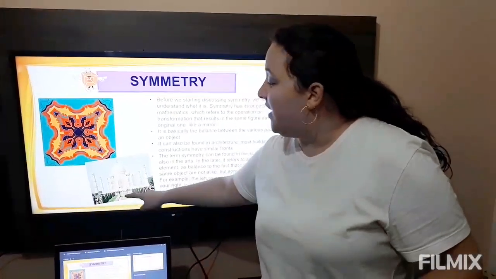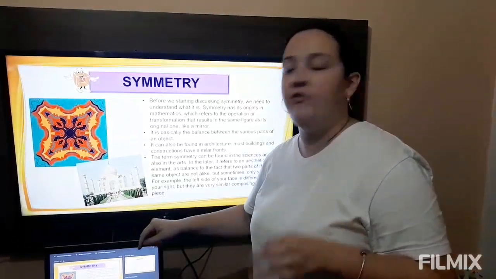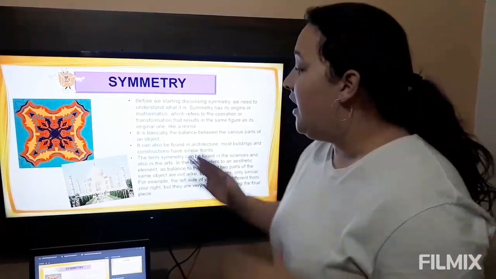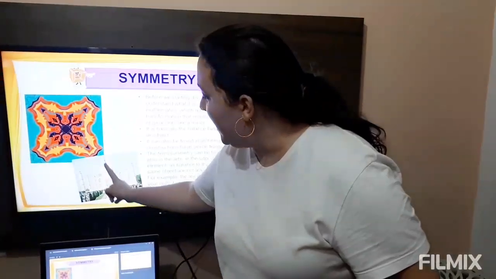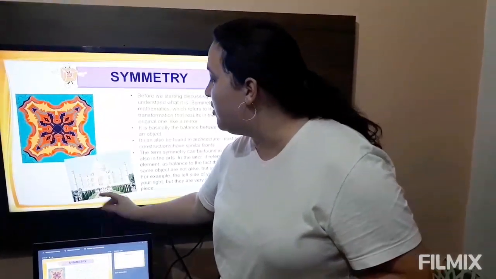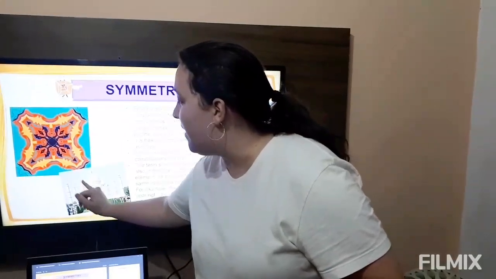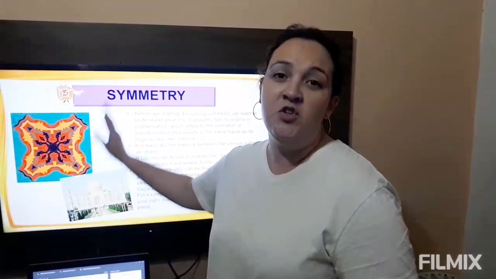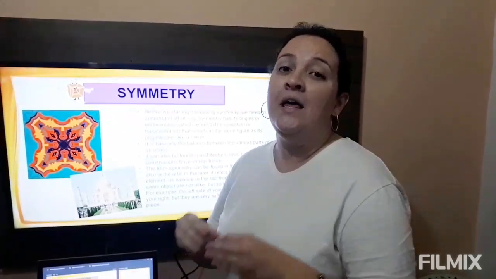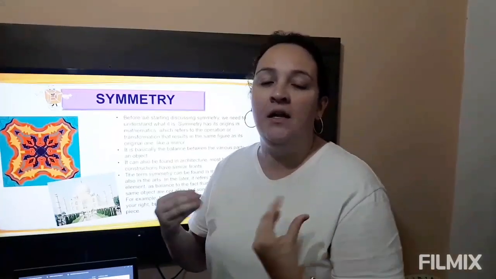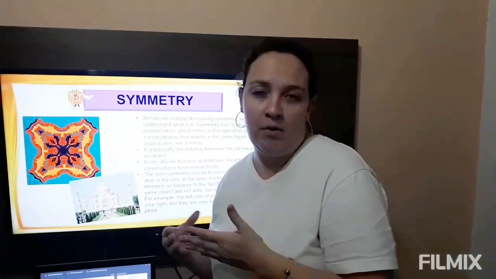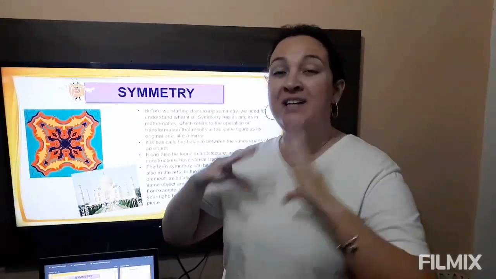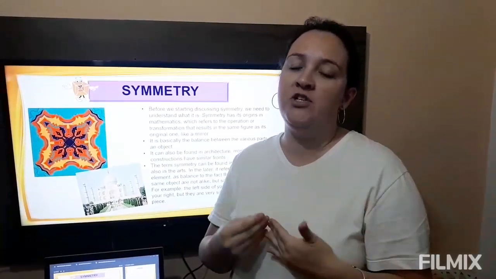And symmetry can also be found in architecture. For example, this is the Taj Mahal in India. Okay? If you pay attention and you put a line in the middle of the construction, you can see that this part has the same elements as this other part. So they are the same. Can they be exactly the same? Not necessarily. But what people say is that the more similar, the closer to perfection it is.